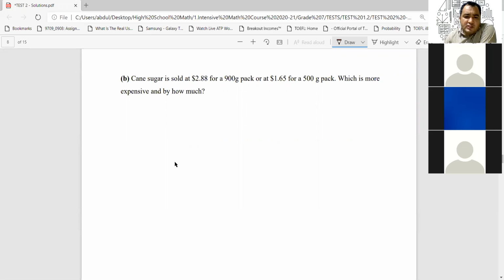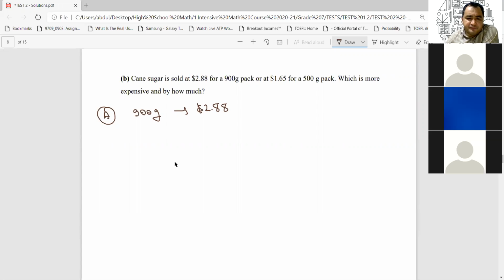Anyway, cane sugar is sold at 2.88 for a 900-gram pack, or at 1.65 for a 500-gram pack. Which is more expensive and by how much? To compare this one, here we are saying that the first one is, let's say, brand A. What is it? It is 900 grams. How much is it? It is 2.88, right? So from here we can compare this.